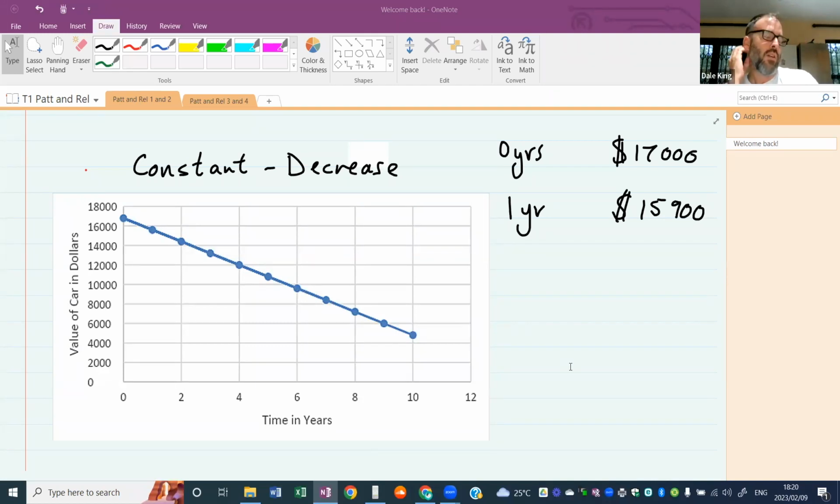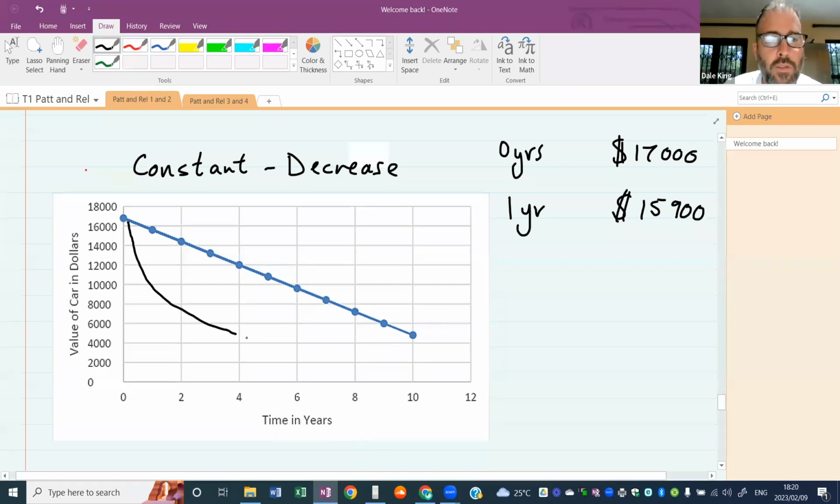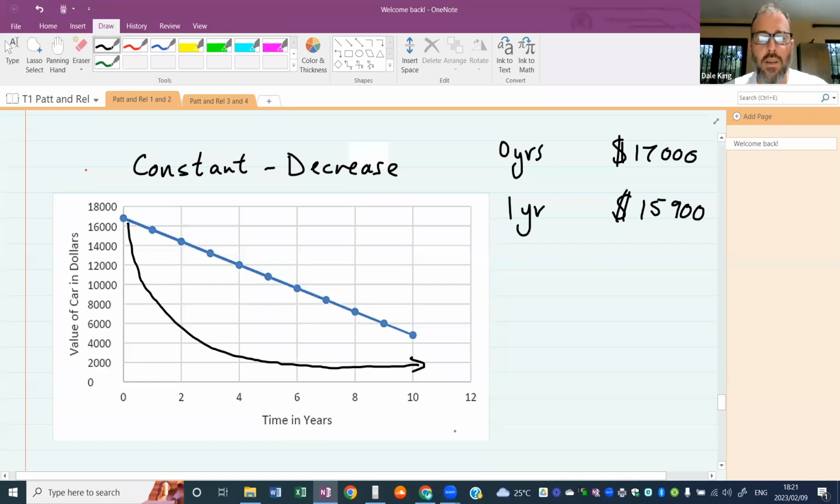Inverse proportion. So inverse proportion is a little bit different to this. Inverse proportion, if I draw it on the graph here, will drop very quickly and then it'll flatten out as you get to the bottom over there. So that's what an inverse proportion graph will look like. It doesn't decrease at a steady rate. It'll drop very rapidly and create an exponential-like curve. So an inverse proportion graph will do something like that.